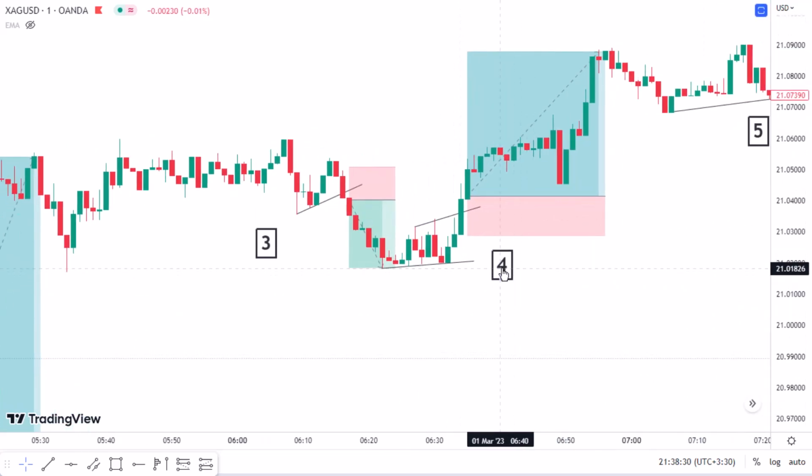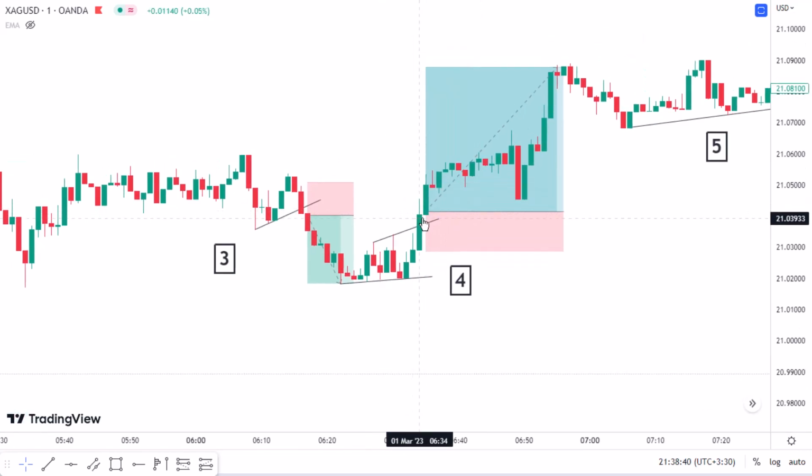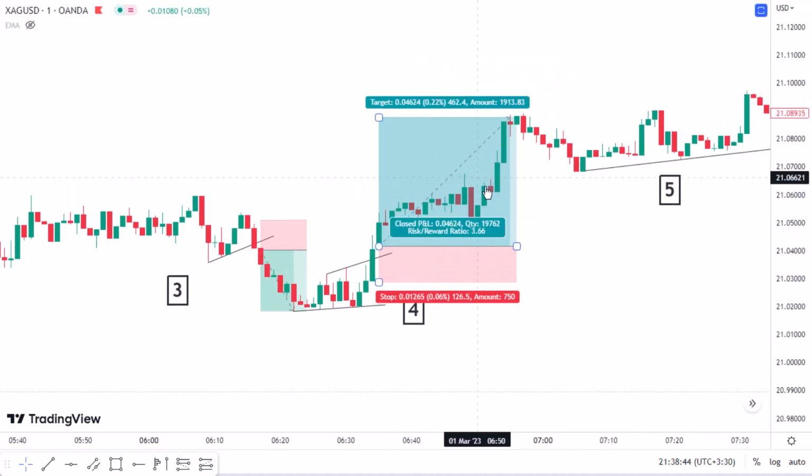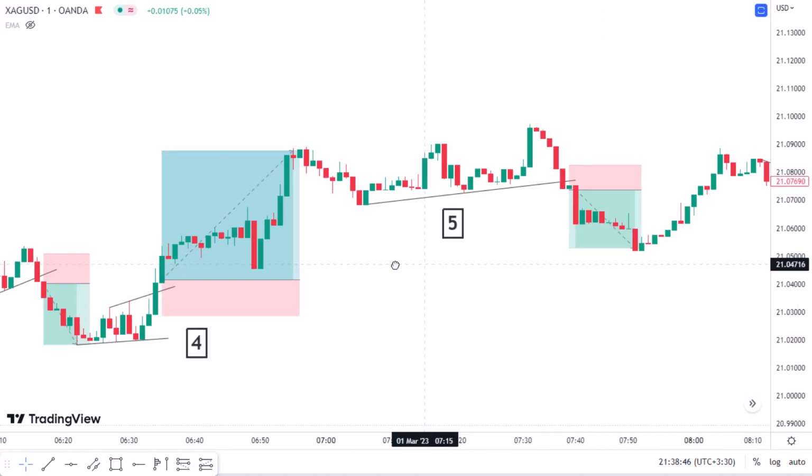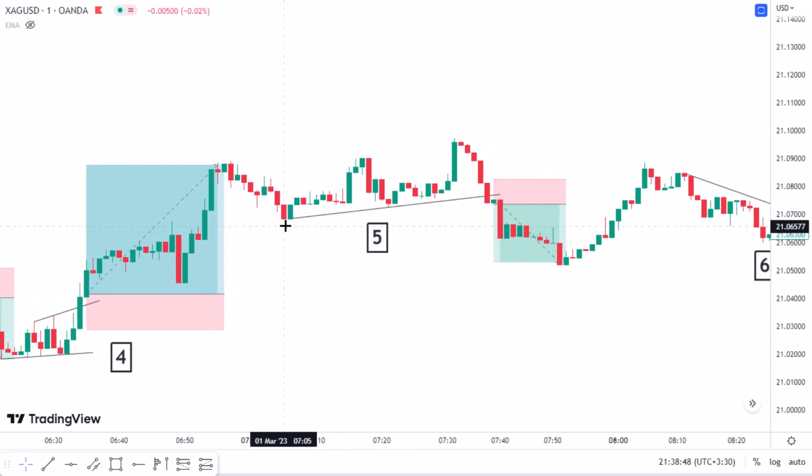On the trade 4, we have 2 trend lines actually, one from downside and the other one from upside. As you can see, the one from upside is broken. We can enter the buy position here, put our stop loss below the candle, and it gives us a reward of 3.6.